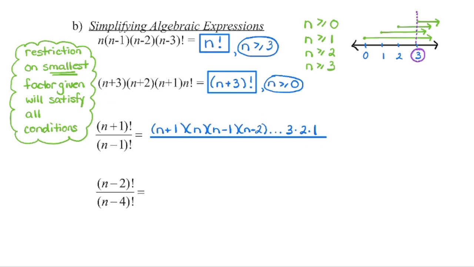Now, I'm dividing by n minus 1 factorial. So I'm going to line it up. So we have an n minus 1 here. So let's go ahead and line this up down here. So then I'm going to subtract 1 to get to n minus 2, and that's going to continue until I get to that 3 times 2 times 1. So what's going to happen is n minus 1 divided by n minus 1 is 1. N minus 2 divided by n minus 2 is 1. So everything along here is going to cancel, and I'm going to be left just with this n plus 1 times n. So that is my simplified answer.